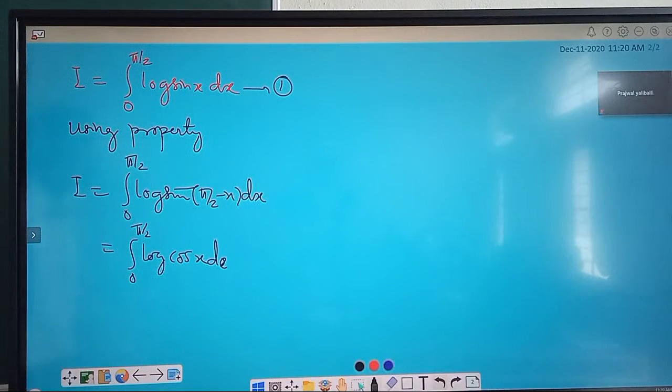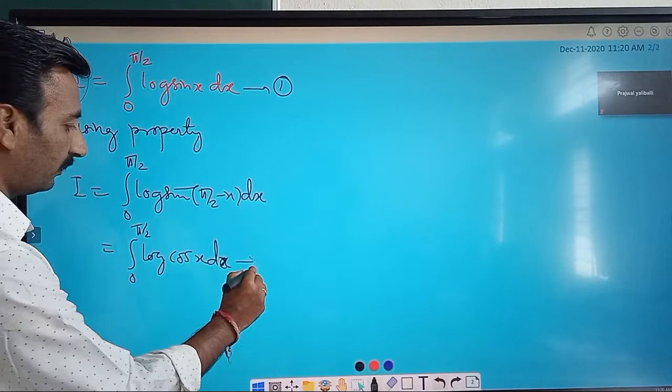log sin x log cos x dx, we can call it equation number 2.